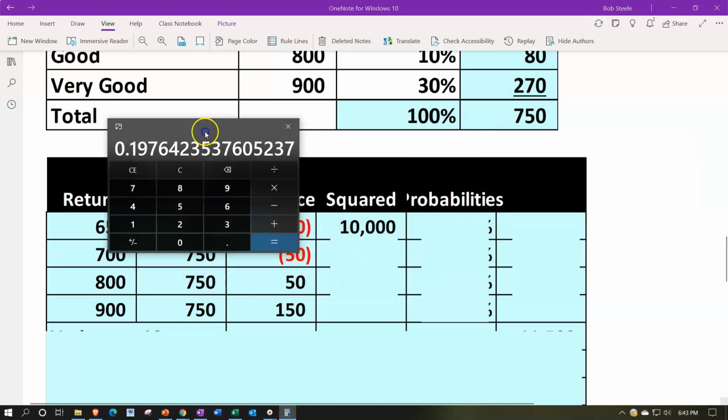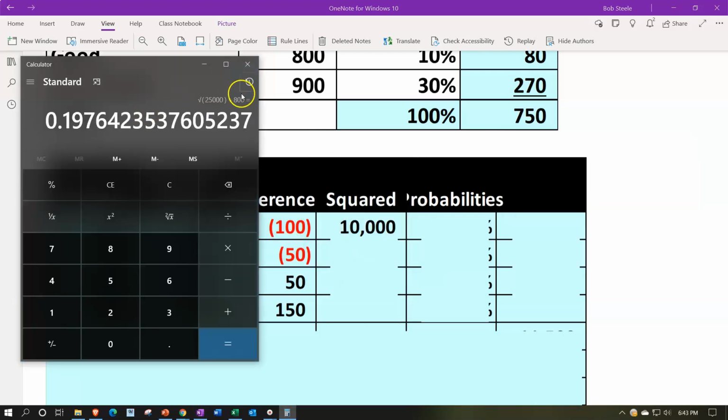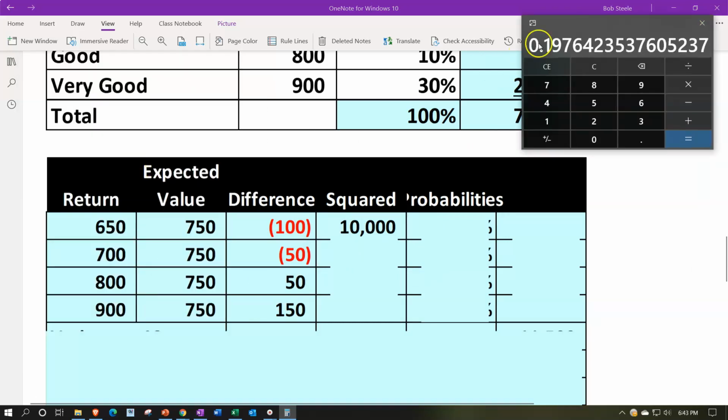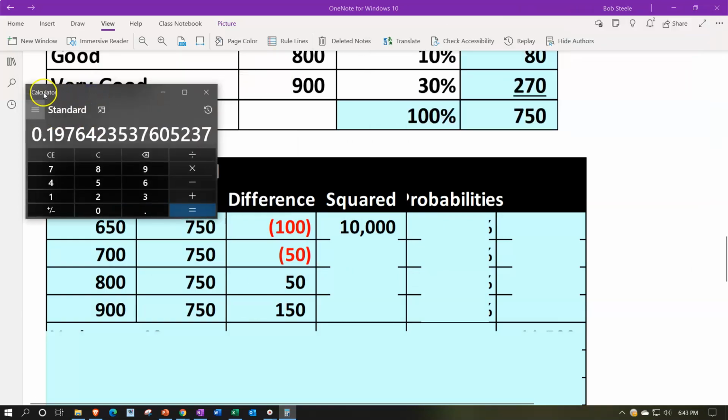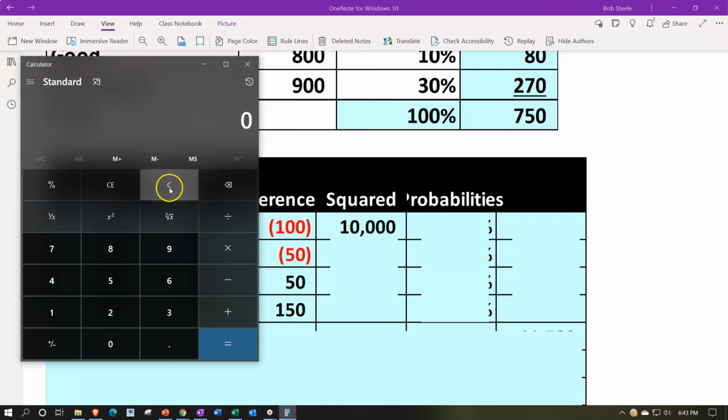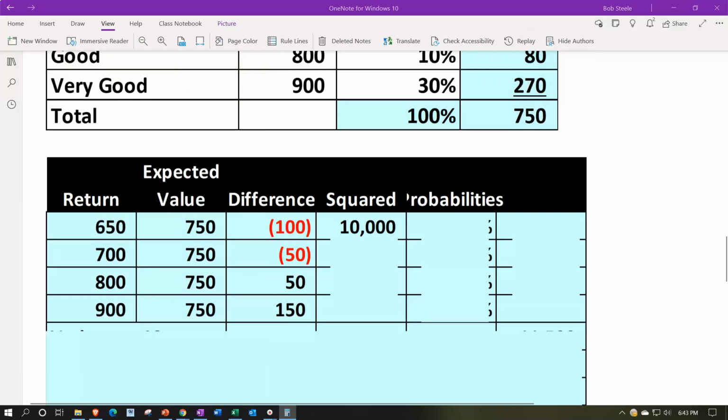I'll do the first one once again just so we can check it out on the calculator. Calculator's bouncing around. It's got a life of its own, my calculator. Negative 100, and then we're going to square it. So negative 100 squared is the 10,000. We'll do that same process for the negative 50 squared: 2,500, 50 squared, 2,500, and 150 squared, 22,500.